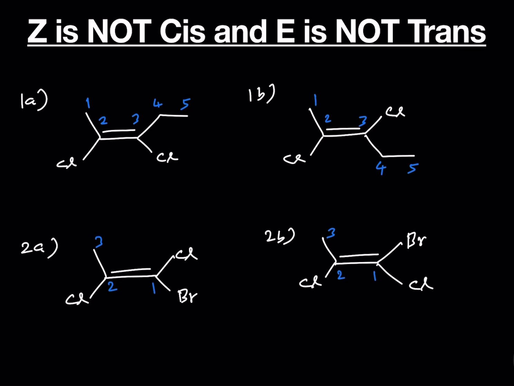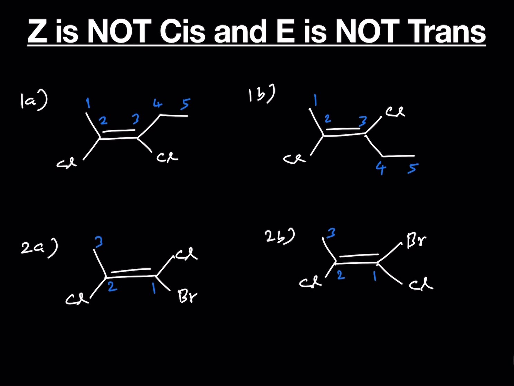Hello everyone. In this video, we are going to talk about why one should not try to draw parallels between the cis-trans convention and the EZ convention while naming alkenes. These are two different conventions and the latter is much more superior than the former. Let us figure out the IUPAC names of these four molecules using EZ convention, and in the process you can learn that Z is not cis and E is not trans all the time.